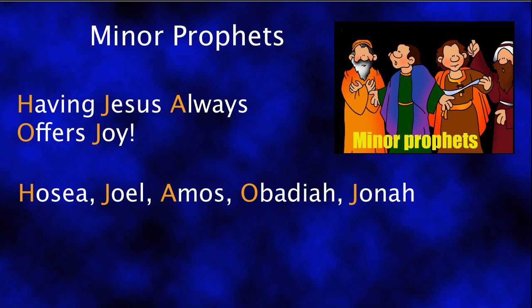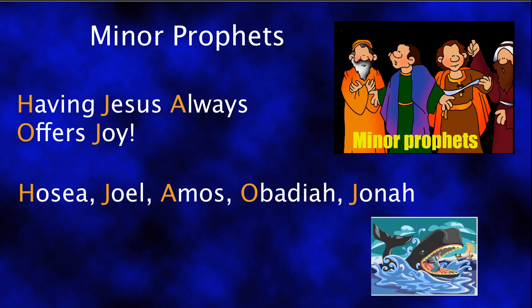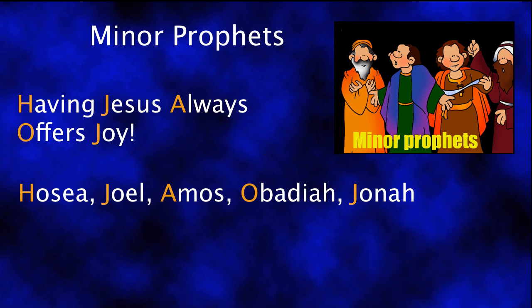Joel is our second one. Then Amos, Obadiah, and the big fish of the minor prophets, Jonah. 5 of the 12 minor prophets are down. Let's finish with the last 7.